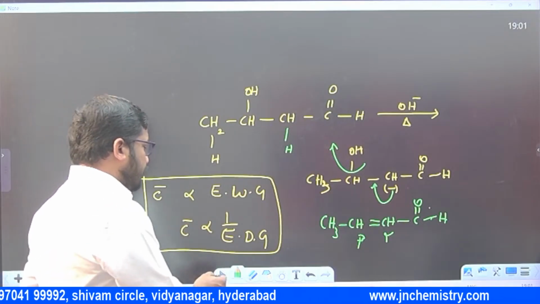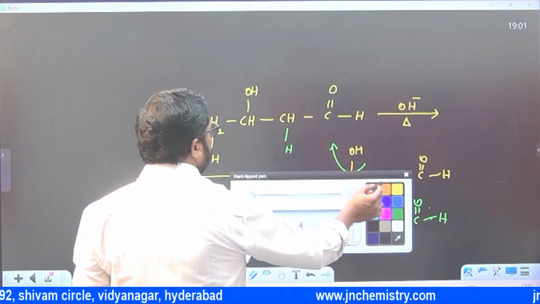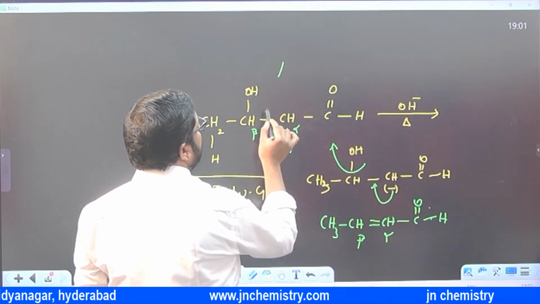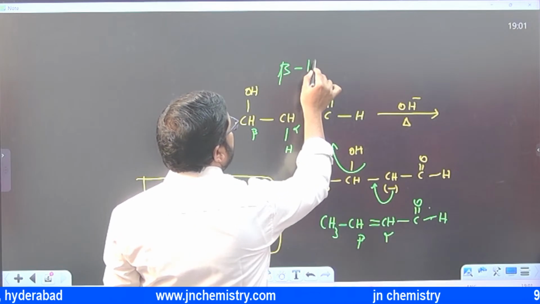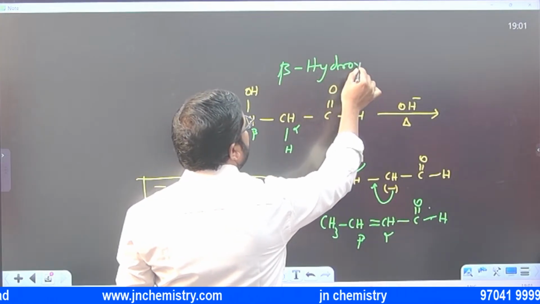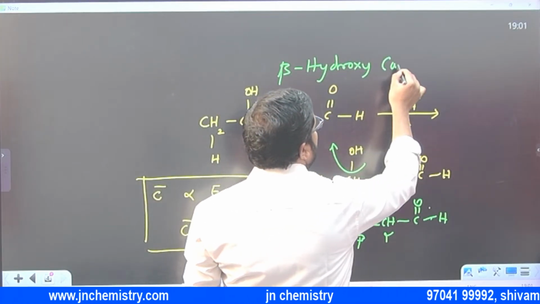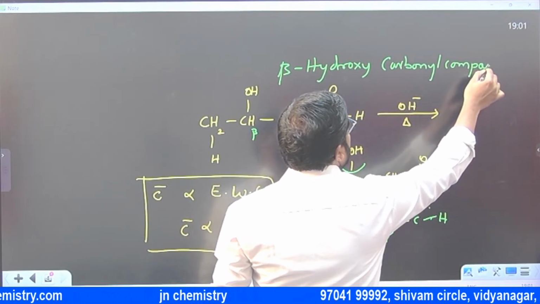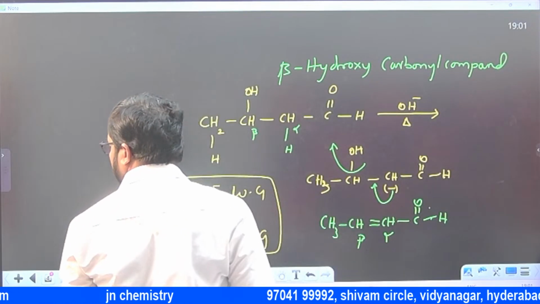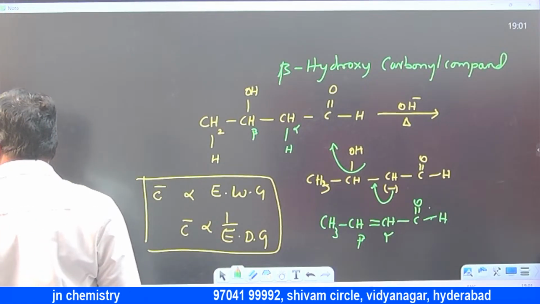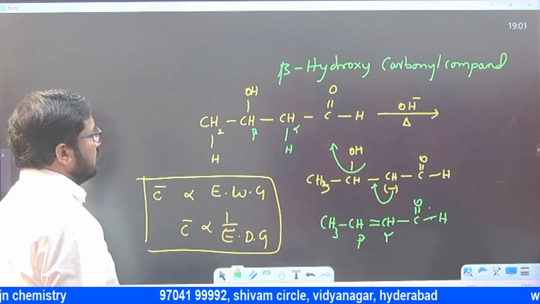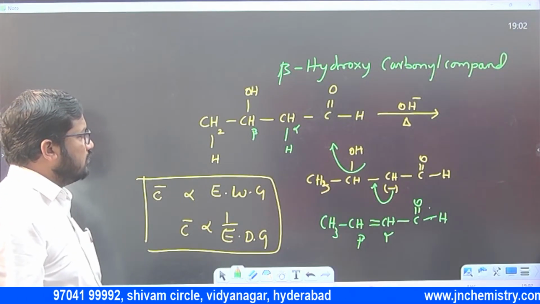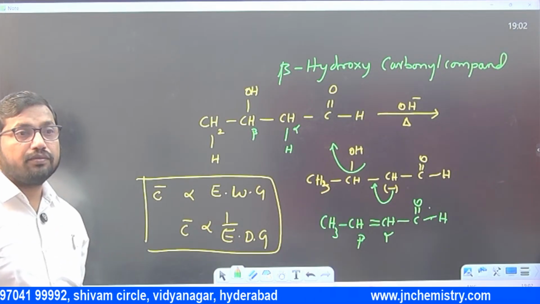And this is a product of aldol condensation. Write it down. For the people who are in second year, that is helpful for them. This is the product, a beta hydroxycarbonyl compound. Beta hydroxycarbonyl compound.